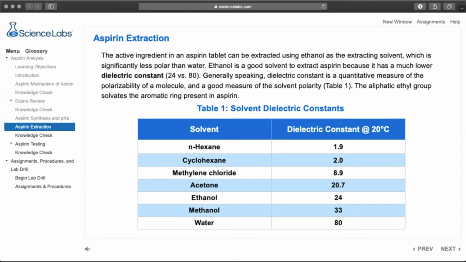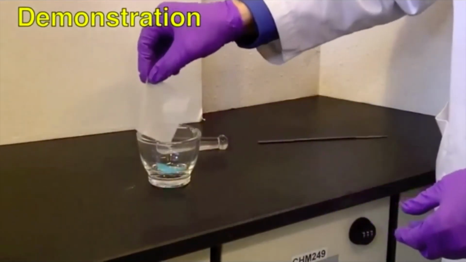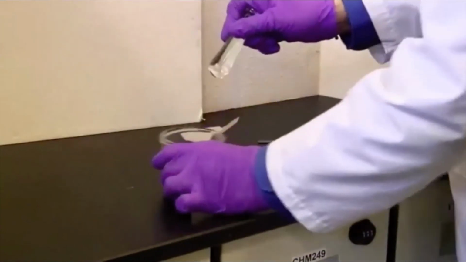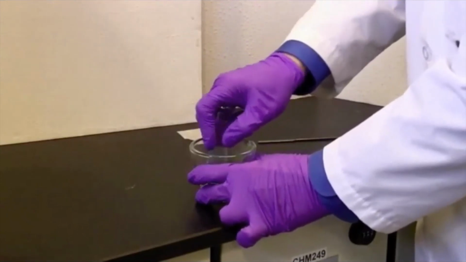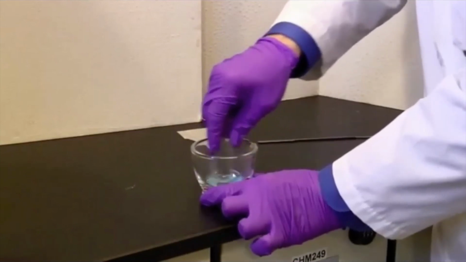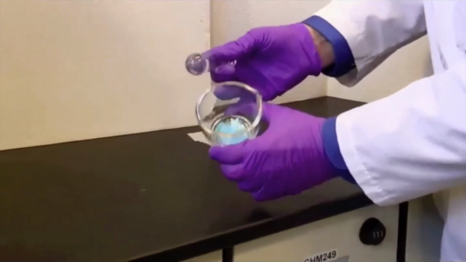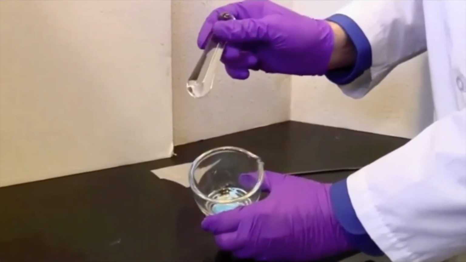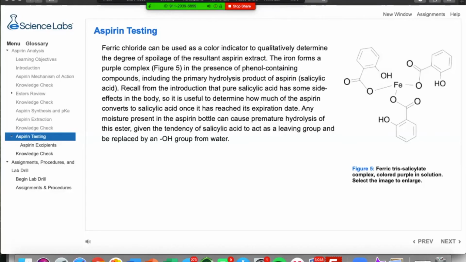However, to be sure you won't lose any product, I want to show you how to correctly use a mortar and pestle. So, place all of the aspirin in the mortar and then put the pestle inside and just gently rotate around. Don't whack or vigorously stir. And when it starts to get quite powdery, add the 20 mLs of ethanol and continue gently grinding until the mixture becomes a fine paste.